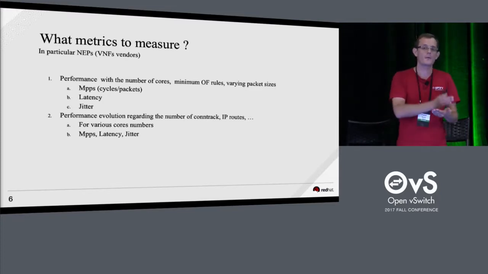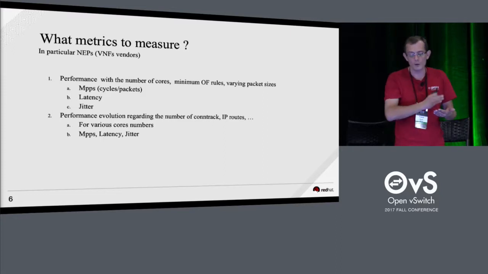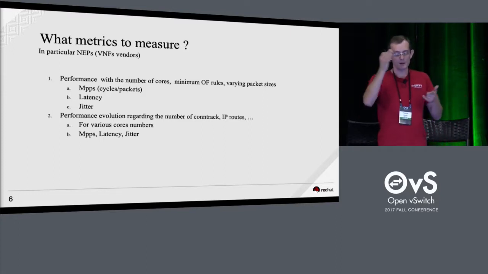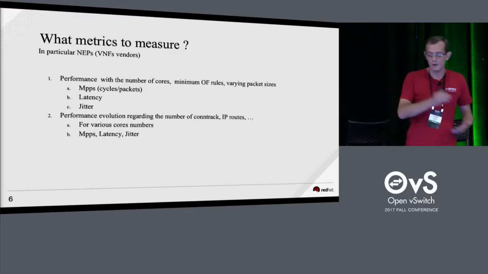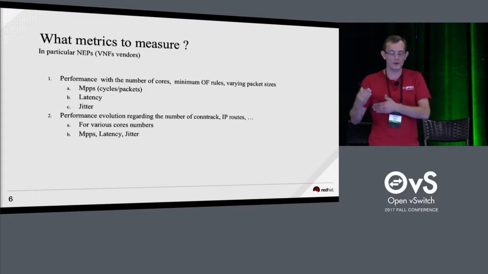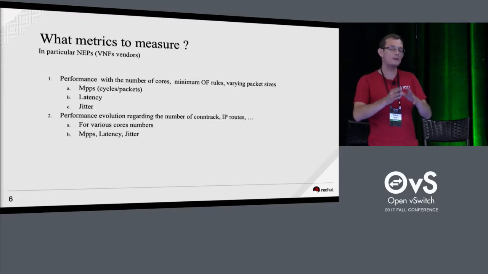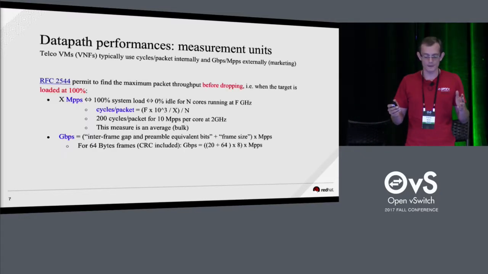So I want to know if my performance with 10 cores is 10 times the performance of 1 core. I want to check if this performance is scaling with the number of contracts. I've got 100 contracts, I've got 1 million contracts. Do I have the same performance? Same with the number of IP routes. And always, we want to check all of this. So this is a gigantic matrix that we want to get, a lot of numbers.